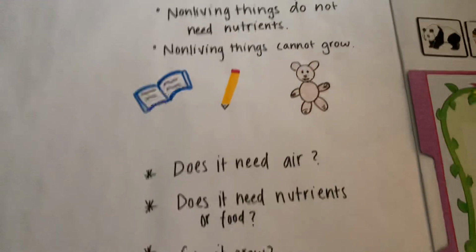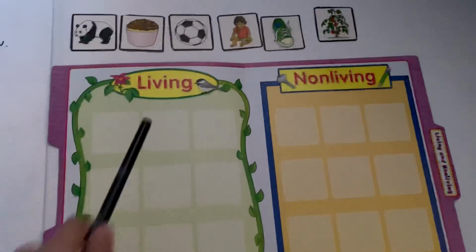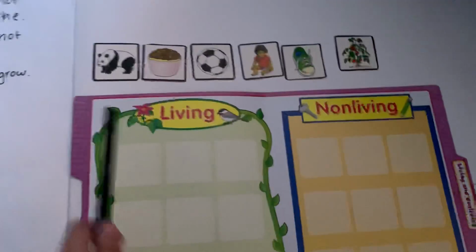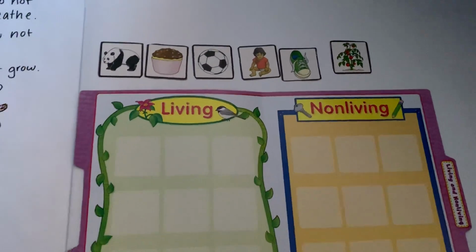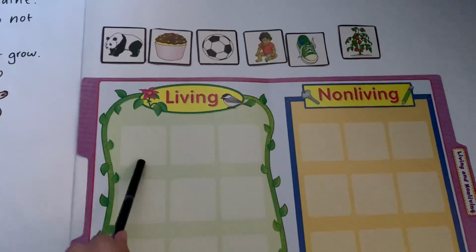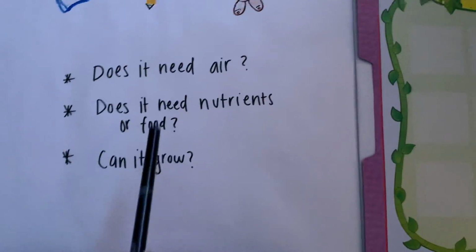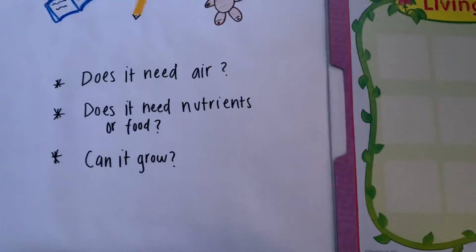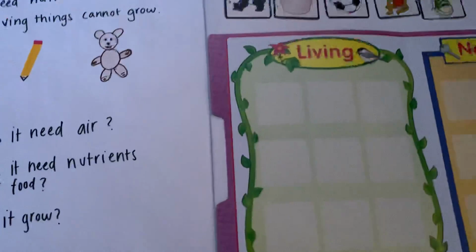A teddy bear is just going to stay the same size whenever you get it and afterward too. So now we're going to work on an activity, and we're going to have living and non-living things, and here we have some cards, and we're going to sort them, and we're going to decide, is it living or non-living? And I want you to take these questions, keep it in your mind and then think about it. Is this living or non-living? So let's start with our first card.